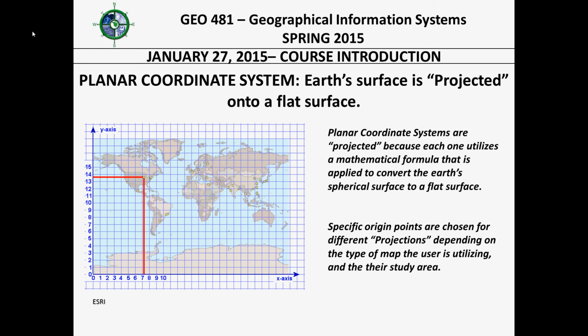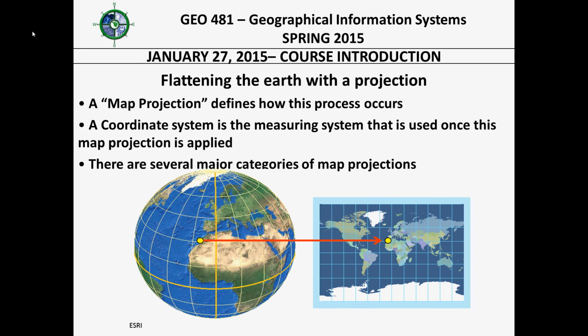So a planar or projected coordinate system is Earth's surface projected, where I brought in the globe and the flat map, and we looked at that. Remember that? It's projected onto a flat surface utilizing a mathematical formula. Depending on the specific area that you want to map, they choose a different origin, and there are some slides coming up on that. That's done with what's called a map projection. The coordinate system is the measuring system that's used once the map projection is applied. So the map projection is an algorithm or a formula that actually takes the globe and makes it flat, and the coordinate system is the units that you use to measure after that.